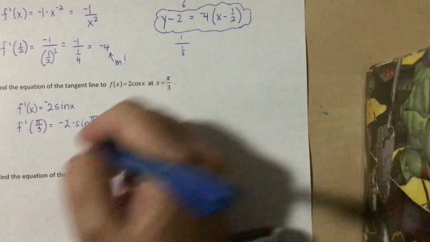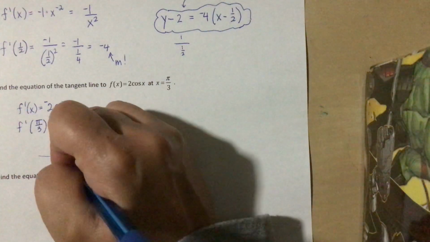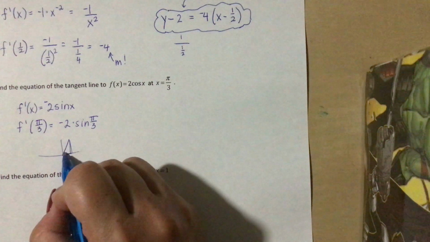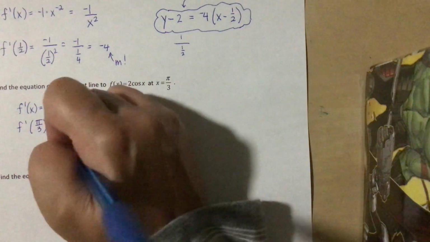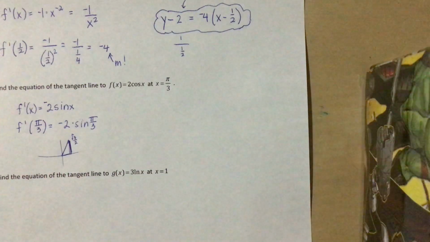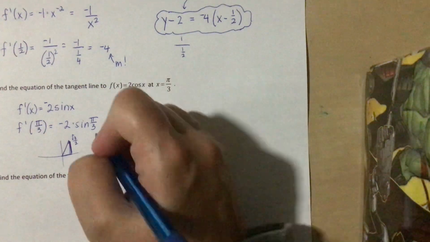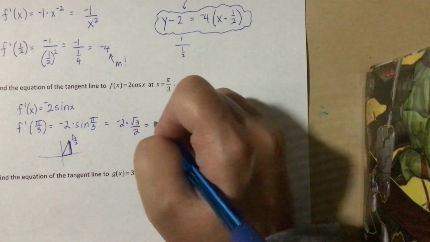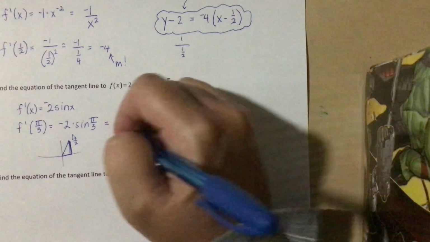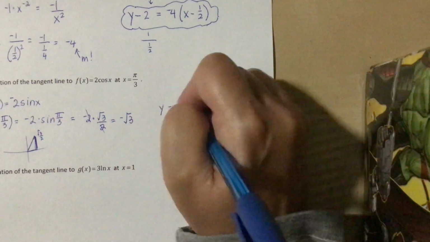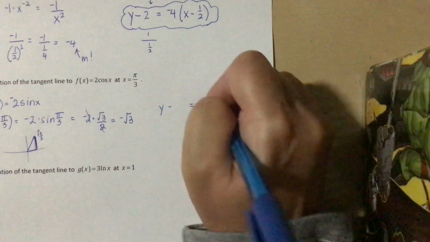So let's think about our unit circle. Sine of pi thirds, right? That's 60 degrees at pi thirds, right? So sine, right, has to be our y coordinate, so that's root 3 over 2. So I've got negative 2 times root 3 over 2, which reduces to negative root 3, and that's my slope of my tangent line. So I know this much already.